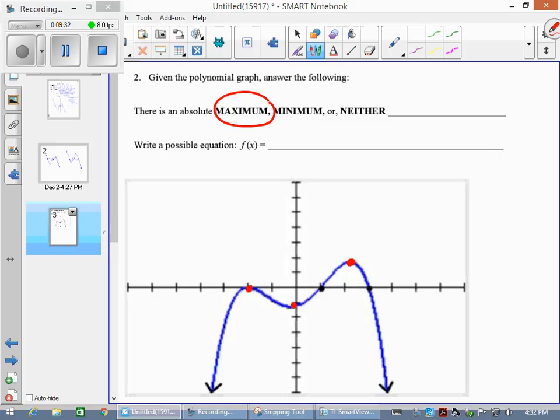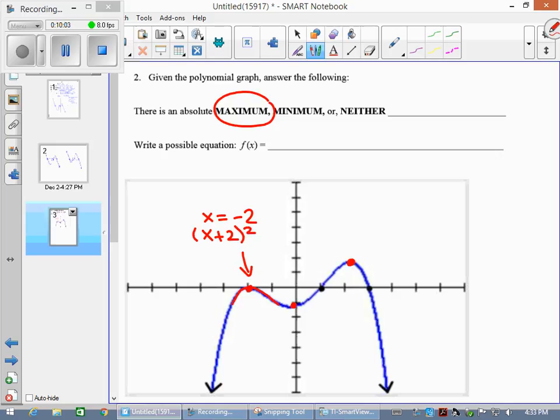Now we're asked to write a possible equation for this. So I first want to identify my roots. Here, off to the left, I can see that I have a root of -2. In factored form, that would be x plus 2. And because this is a turning point, I can see that on either side of this root, the graph is below the x-axis. It bounces off the x-axis and it's tangent. So we're going to say that is an even multiplicity. We're going to say it's raised to the second power.